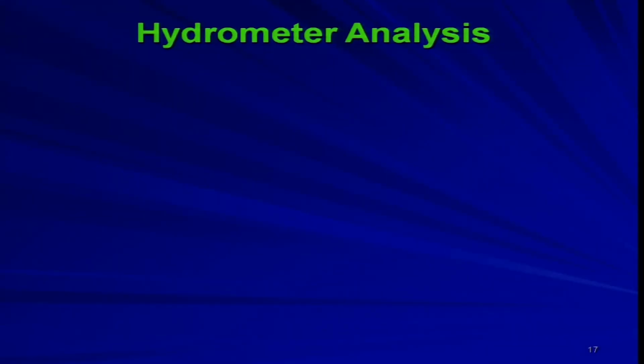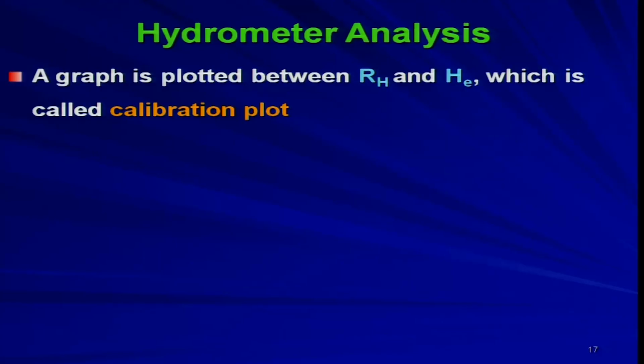However, this is the theory. Basically, we will be observing only the hydrometer reading, and once the calibration chart is ready, you simply go to the calibration chart to get the effective depth. So, a graph is plotted between RH and HE, as we discussed, which is called the calibration plot.